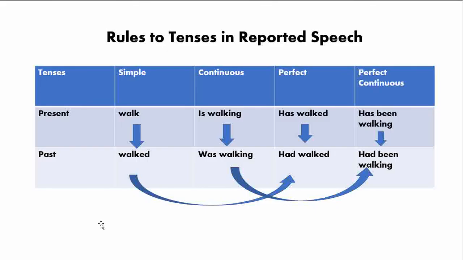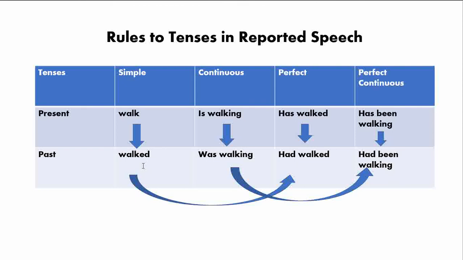Next, we have the summary of the rules for tenses. This is possible only when the outside reporting verb is in the past tense, for example, said, S-A-I-D. Only then you will apply the rules to tenses. If the verb in the speech is in simple present, you will change it to simple past tense. If it is in present continuous tense, you will change it to past continuous tense. If the speech has used present perfect tense, you will change it to past perfect tense. And if present perfect continuous tense is used, you will change it to past perfect continuous tense.